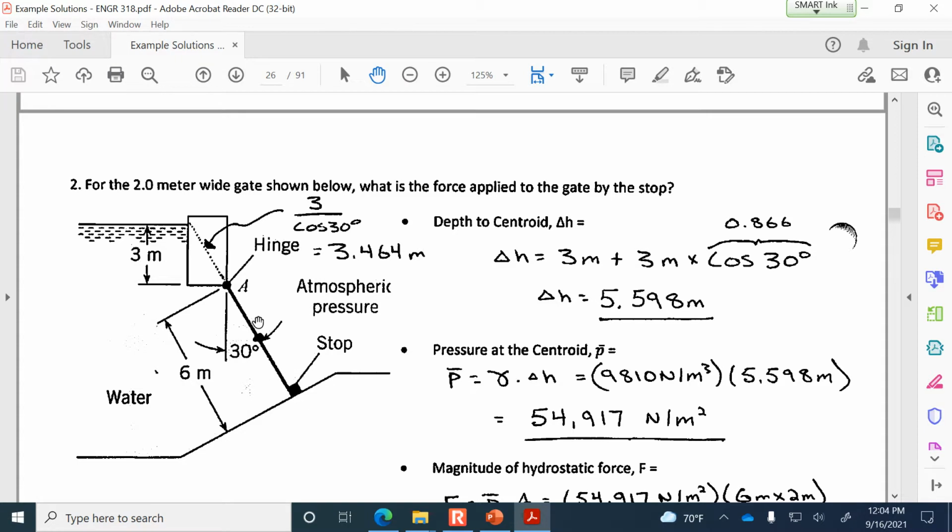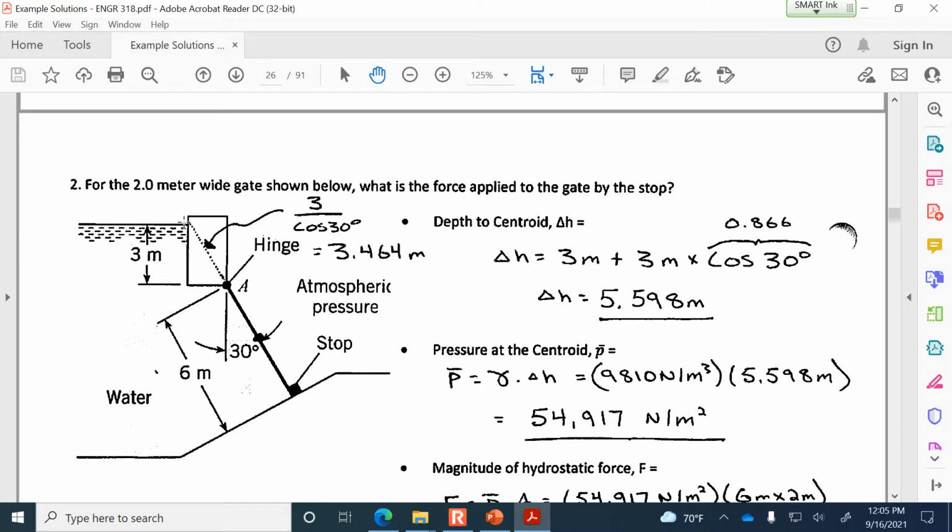So it's pretty obvious from inspection, we can just look at it and see that from A down to the stop is 6 meters total. So from A to the centroid will be 3. So that's from A to the center of area of the gate. And so then if we want to know Y bar, then we're going to have to find from A up to the water surface. The first thing it asked for, though, was the depth of the centroid.